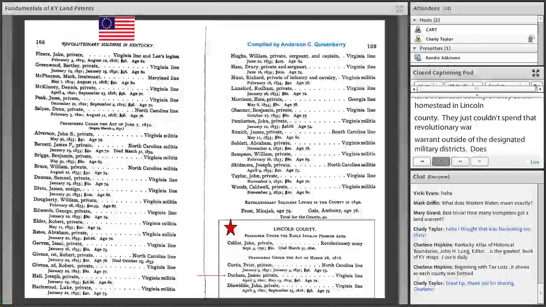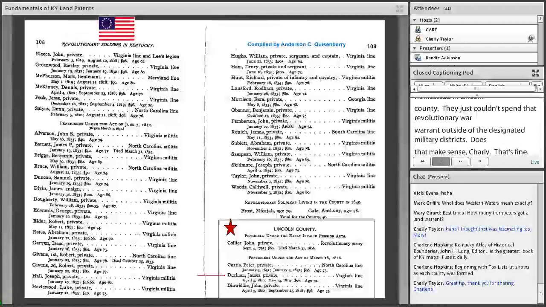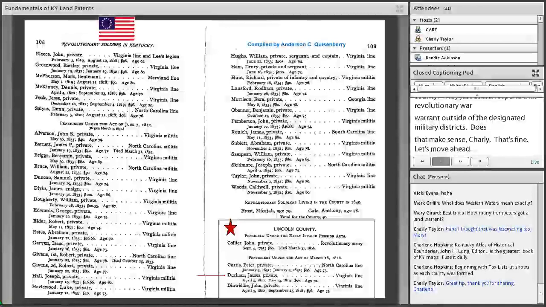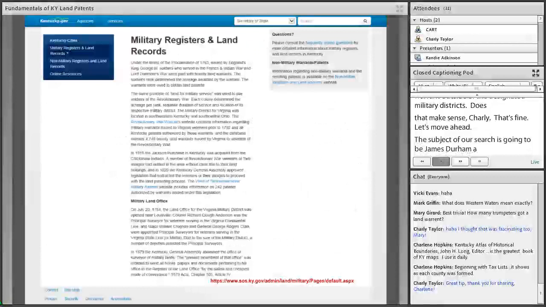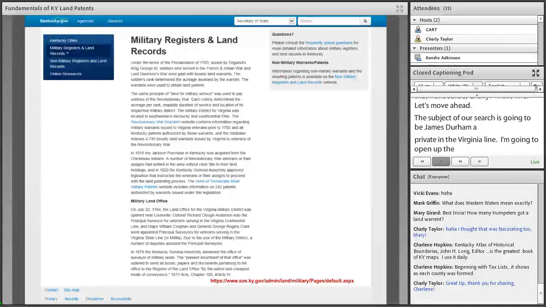The subject of our search is going to be James Durham, a private in the Virginia line. I'm going to open up the Virginia Registers and Land Records website. Once again, this is a free service sponsored by the Secretary of State's office. Okay, and I will see links to various articles about the Revolutionary War District and the West of Tennessee River military patents and the establishment of the land office. We've got several things on there for your information.